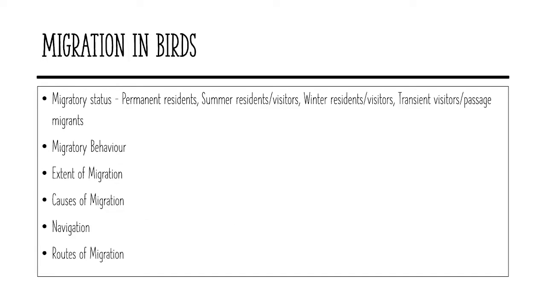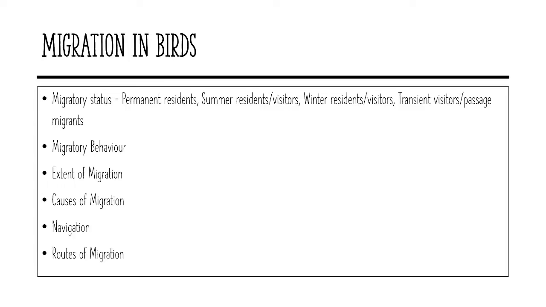So next we are moving on to the next subtopic, which is migratory status. Depending upon the type of migration they do, the birds are given a particular status. The first one is the permanent residents. The second is the summer residents or summer visitors, then winter residents or winter visitors, and transient, of which the permanent residents are those species which usually do not migrate. They are usually seen in the same place all throughout their lifetime.